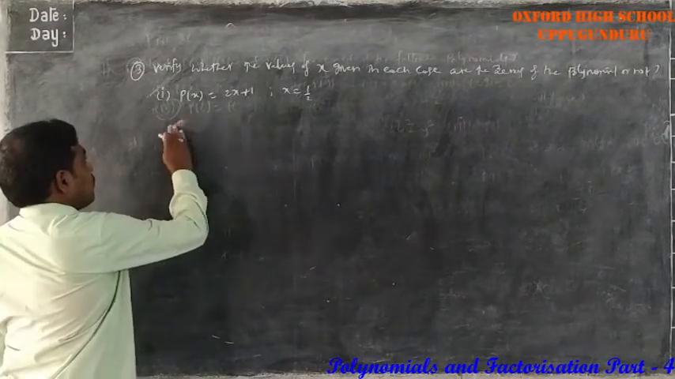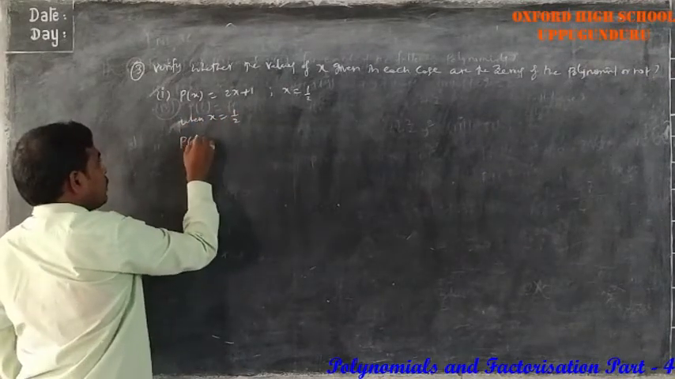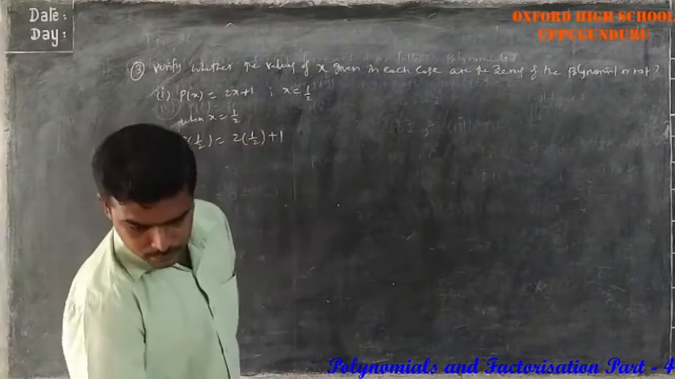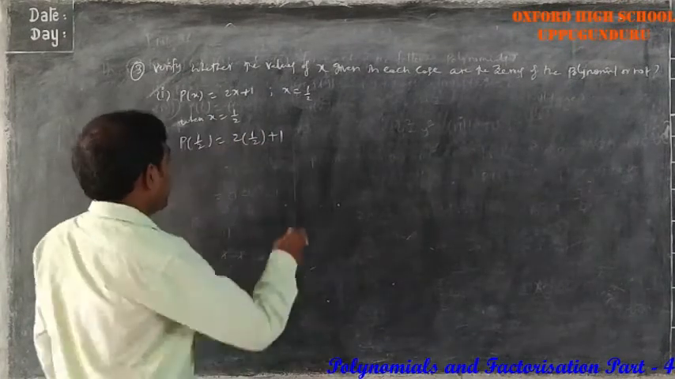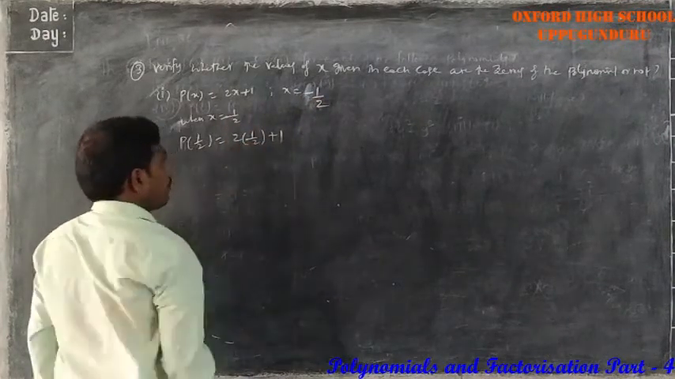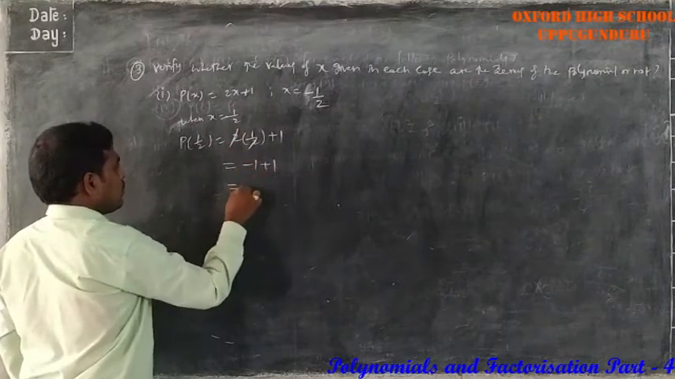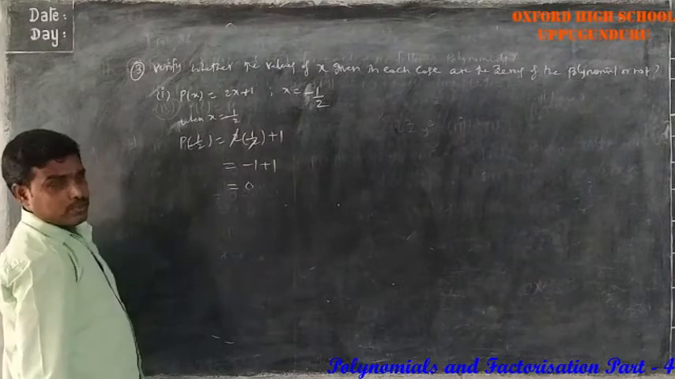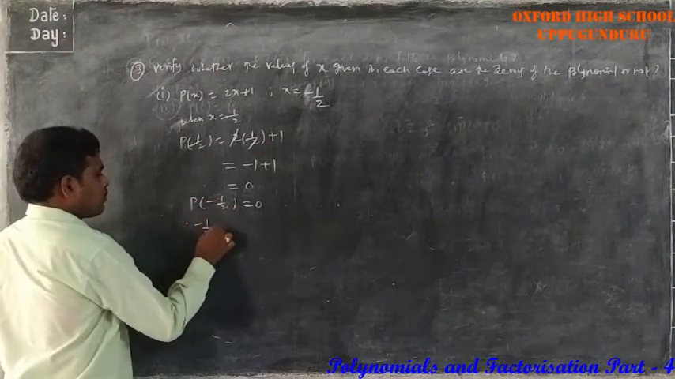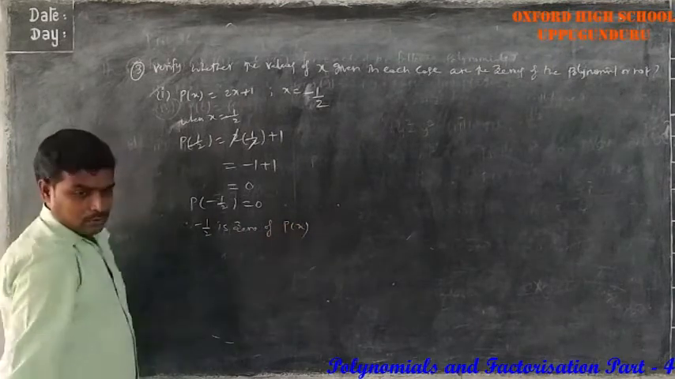Now when x equal to 1 by 2, they have given 1 by 2 value, therefore p of 1 by 2 equal to 2 into 1 by 2 plus 1. Sorry, here in this problem they gave minus 1 by 2, not 1 by 2. So 2 into minus 1 by 2 plus 1. 2 gets cancelled, minus 1 plus 1, 0. P of minus 1 by 2 is 0. Therefore, minus 1 by 2 is a zero of P of x.